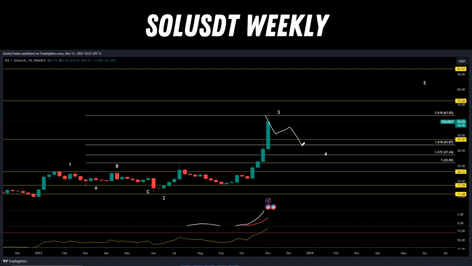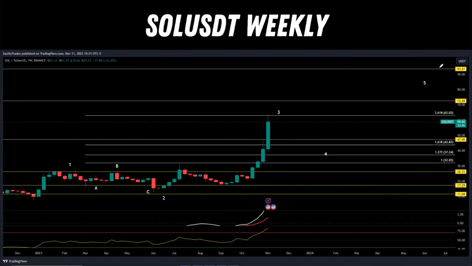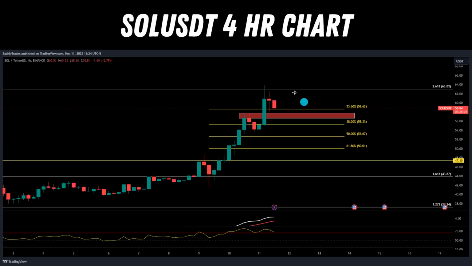At the end of the day, we can't really predict that, but we're just trying to use Elliott wave to give us an idea of the structure and the potential targets to the upside for Solana. If we were to zoom in on a 4 hour chart, and simply take a look at it, we can see that there was an area of supply over here, right?